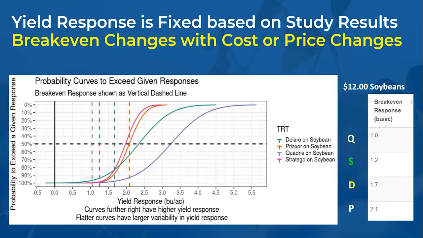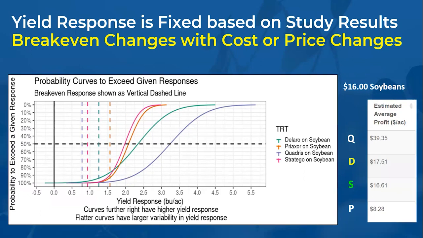When we change that to $12 per bushel soybeans, you can see how the break-even response that's shown via the vertical dashed lines shifted to the right, indicating a higher yield response. And that's because, as you look at the break-even response in the table on the right, you can see how that also increased. That is demonstrating that with the lower soybean price, but the same application cost, you require a higher break-even yield response to pay for that product.